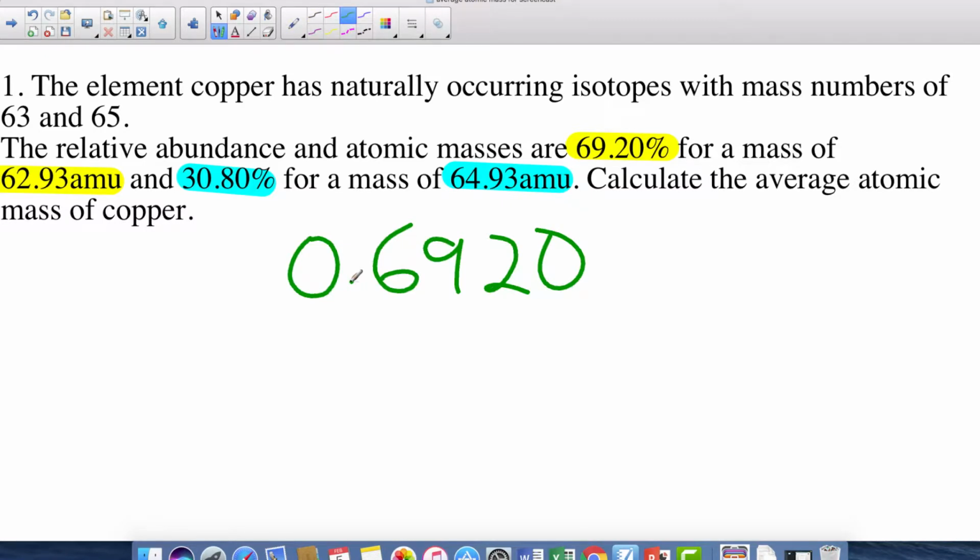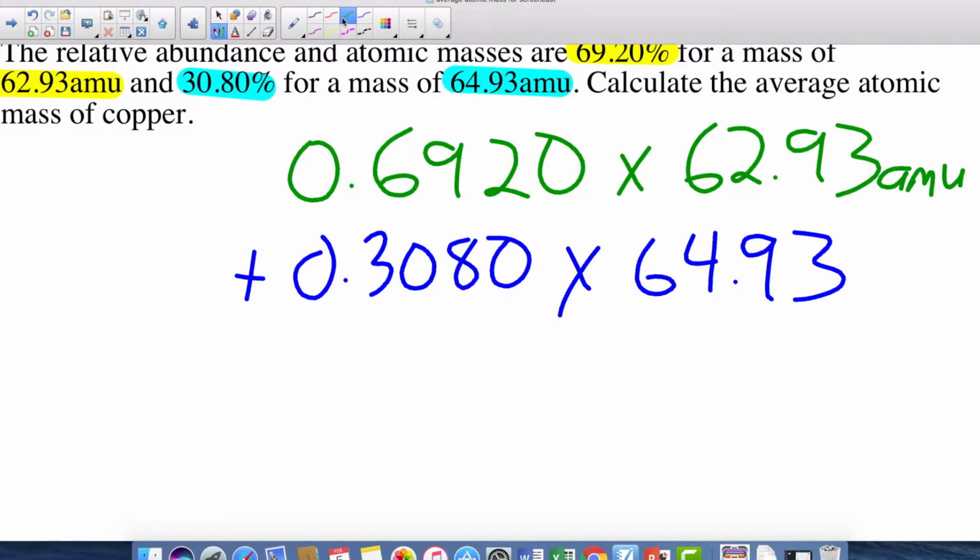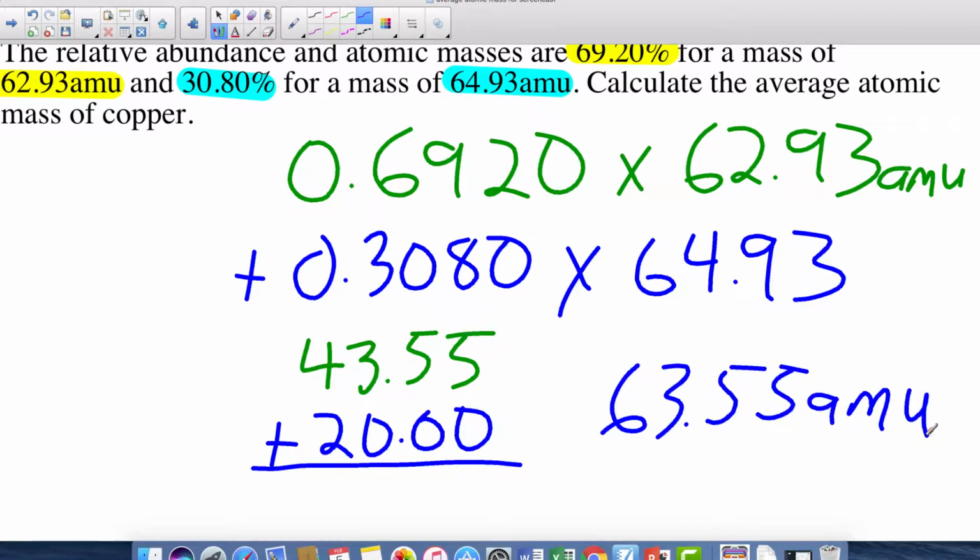It's the percent after you've moved the decimal place over times the mass, plus the next percentage times the next mass. If you multiply the percentages, the green one ends up being 43.55 and the blue one ends up being 20.00. You add those two together and you get a final of 63.55 AMUs.